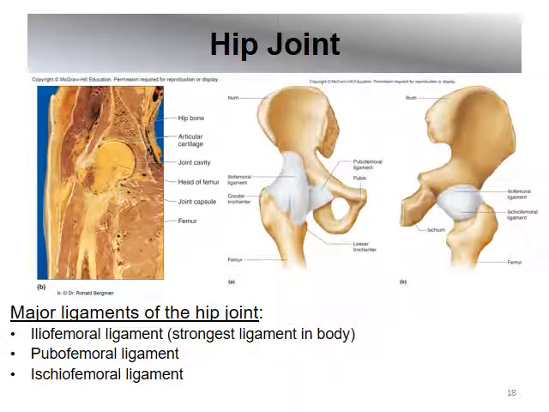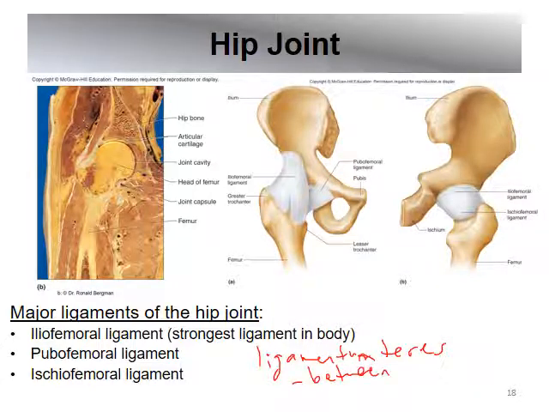Hip joints, here we have the iliofemoral, pubofemoral, and the ischiofemoral. I'm going to add one more here. That's called the ligamentum teres. This is supposed to be an M. Ligamentum teres is located between the head of the femur and the acetabulum.